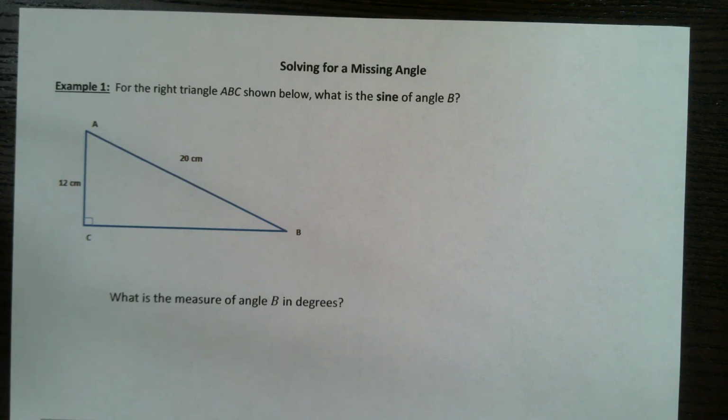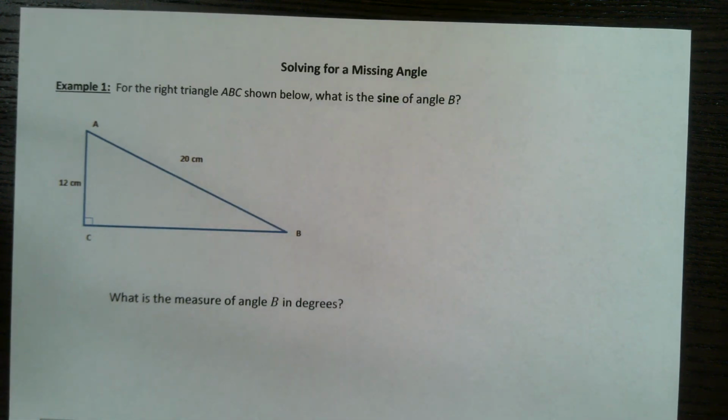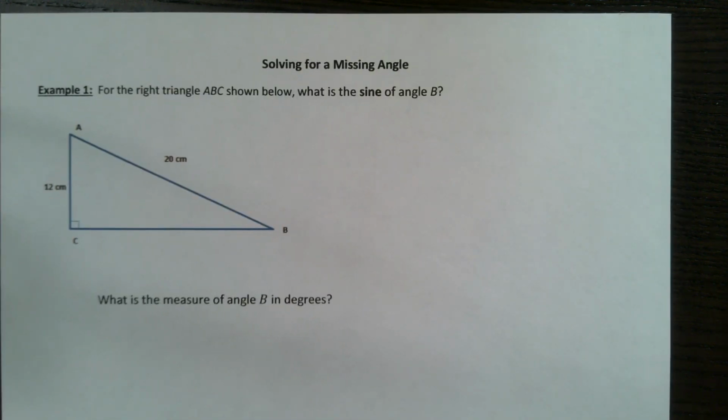Hi everyone. So last class we talked about solving for the missing side of a triangle. This class we're going to talk about solving for a missing angle. So example 1 here, for the right triangle ABC shown below, what is the sine of angle B?